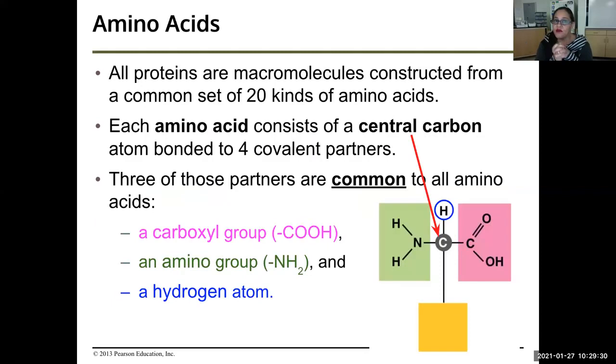Amino acids, all proteins are macromolecules constructed from a common set of 20 kinds of amino acids. And this part is going to be important for your lab this week. Each amino acid consists of a central carbon, which you can see, it's pointing to it, bonded to 4 covalent partners. 3 of those partners are common to all amino acids. So all amino acids have a carboxyl group, that's the pink, an amino group, that's the green, with the N, with the nitrogen in it, and then a hydrogen atom on top. Every single amino acid is going to look the same for that portion.